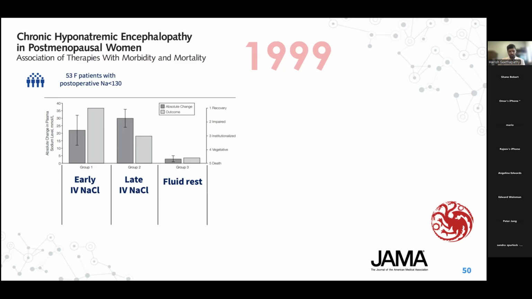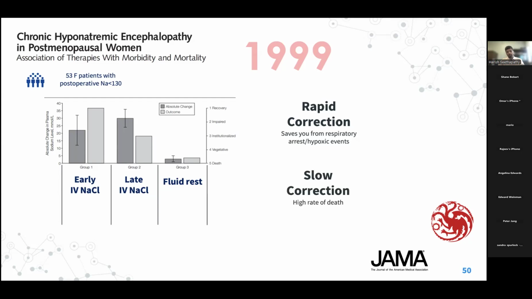This is not really a prospective study, it's more a retrospective study, looking at what therapies were implemented in different groups of patients. Their conclusion was that rapid correction saves you from respiratory arrest or hypoxic events. If they did correct using saline early enough, then your rate of respiratory arrest or death was much lower, whereas if you just let them ride and did not correct it, the rate was much higher. Slow correction was associated with a high rate of death.